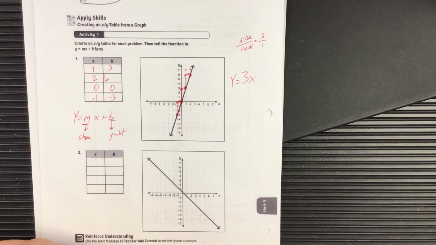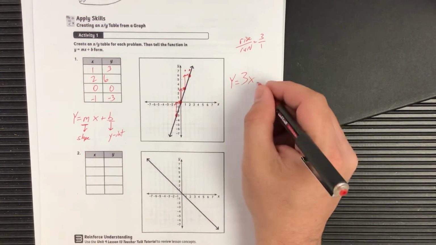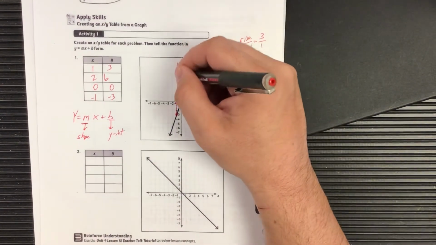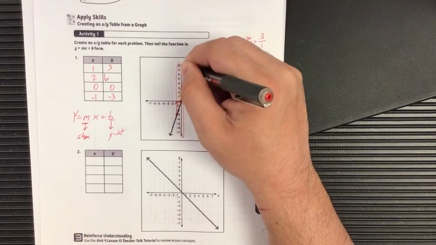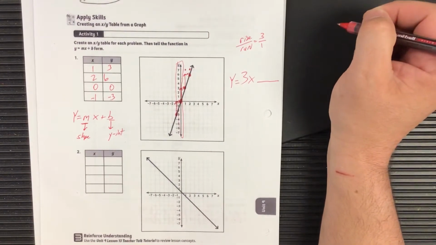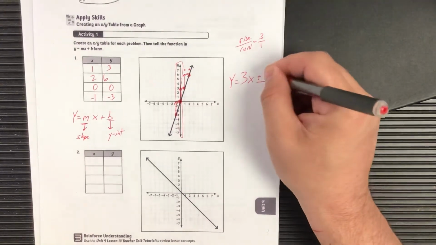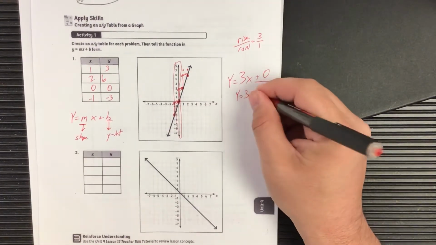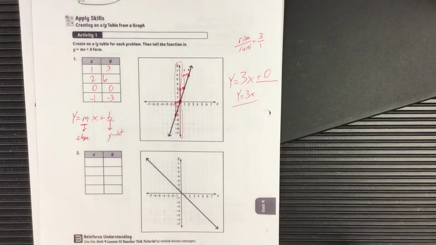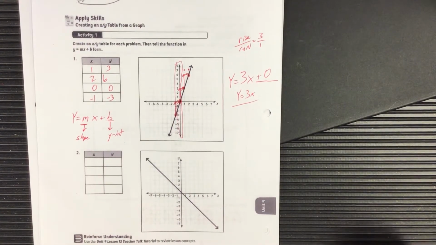Remember, we know it's a positive slope because it's going uphill. And what is my y-intercept? Where does it cross this line? It crosses at 0. So you can put plus 0. Since it's 0, though, you don't really need it. But either one would be fine.